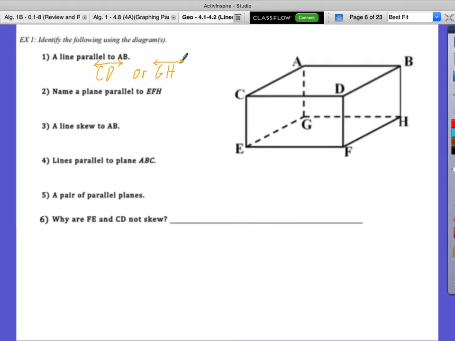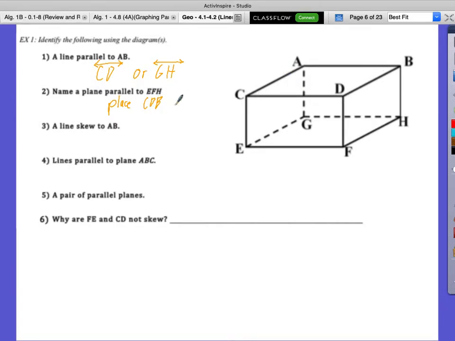Because it's not on the same plane, right? So what would it be instead? Perpendicular. Oh, skew. It's skew, very good. Okay, so two: a plane parallel to plane EFH, so it's this bottom plane here. What plane is parallel, does not touch that plane? CDB. And could Grace have used any three letters on this plane in any order to represent it? Yeah.